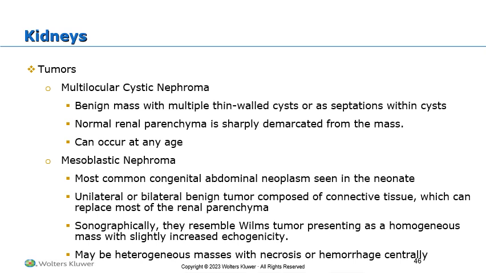They're going to leave the regular renal parenchyma pretty normal, and we'll see that demarcated from the mass, and this can occur at any age. But again, because it's more cystic in nature, that kind of explains why it's going to be benign. It's not going to just take over the normal renal tissue.